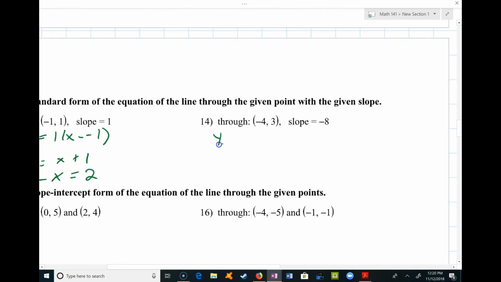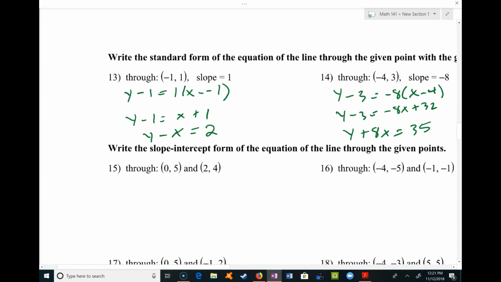Do the same thing over here. Y minus 3 is equal to the slope, which is negative 8, times x minus 4. And if I simplify the right side by distributing negative 8 through, negative 8 times x is negative 8x. Negative 8 times negative 4 is positive 32. And again, I want to get the x's on one side and the numbers on the other. So that'd be y plus 8x is equal to, and if I add 3 to both sides, I get 35. So that would be standard form.